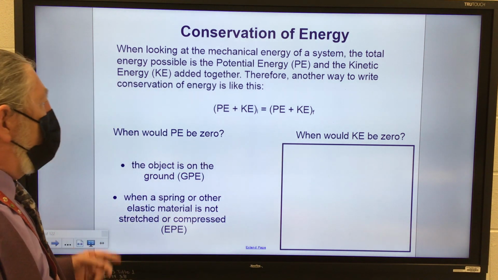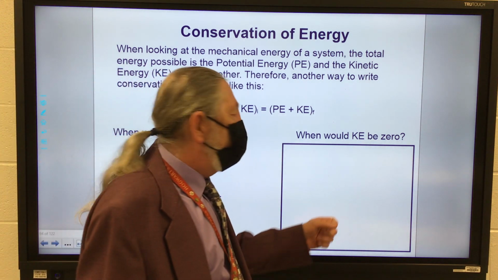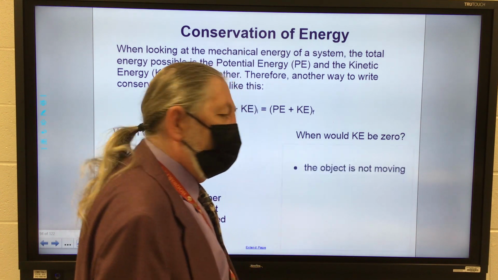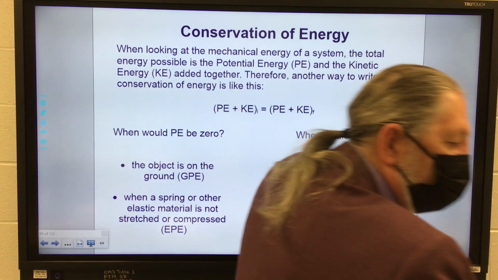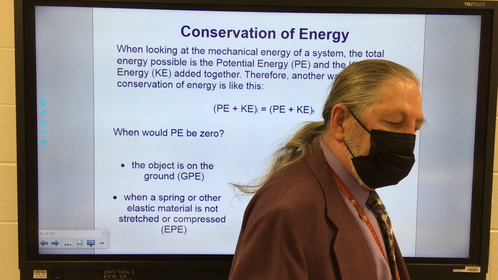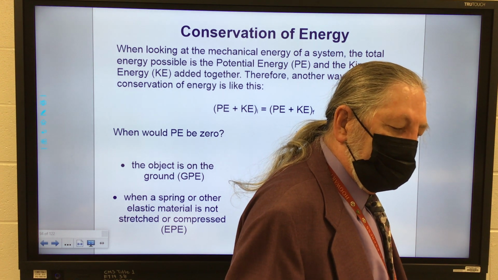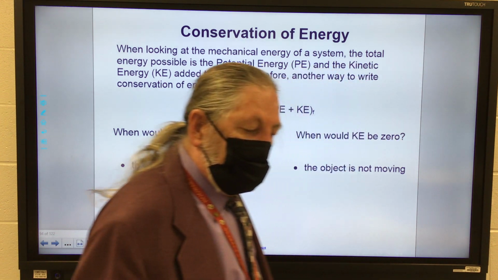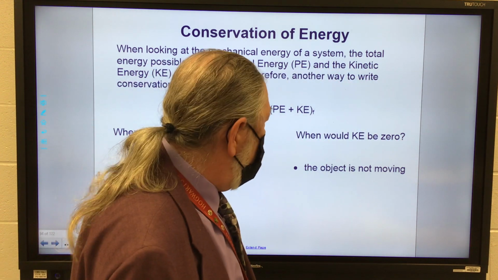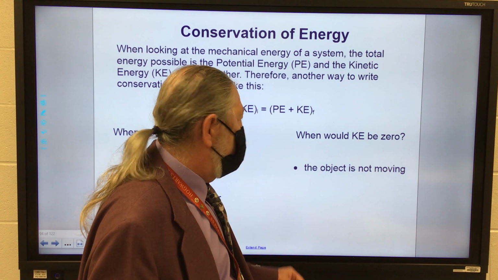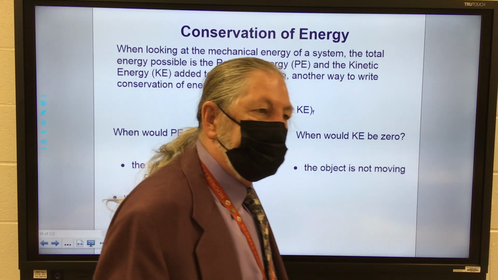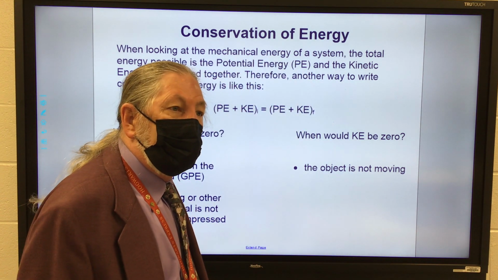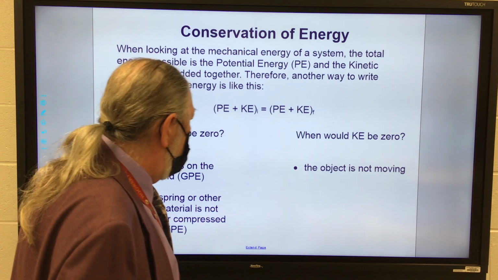Okay, so when would kinetic energy be zero? The object's not moving. Okay, so look here. Here's kinetic energy. Is this object moving? It's going to stop in a minute. Okay, the object's not moving. That would be kinetic energy zero. Do we write that down? Nah. You don't have to write that down.